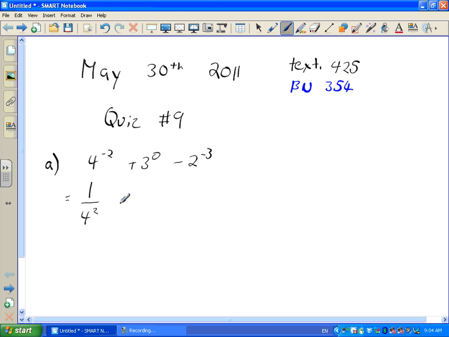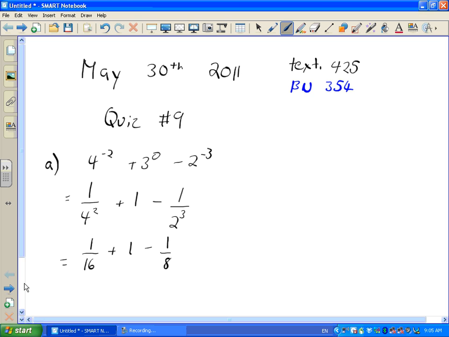3 to the power of 0 is just 1. And subtracted by, again, I'm going to turn 2 to the power of negative 3 into a positive power. So it becomes 1 over 2 to the power of 3. Now that I've done that, I'm going to evaluate the other 2 powers. 1 over 4 to the power of 2 is 1 over 16 plus, I'm going to keep this as a whole number. And finally, 1 over 2 to the power of 3 is 2 times 2 is 4, times 2 again is 8. So 1 over 8.